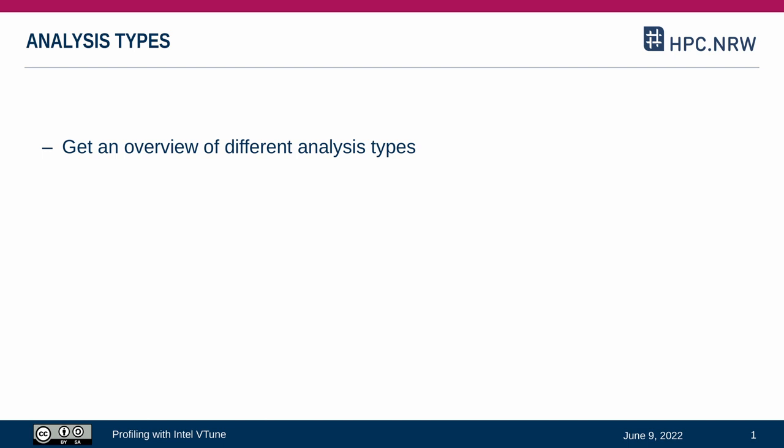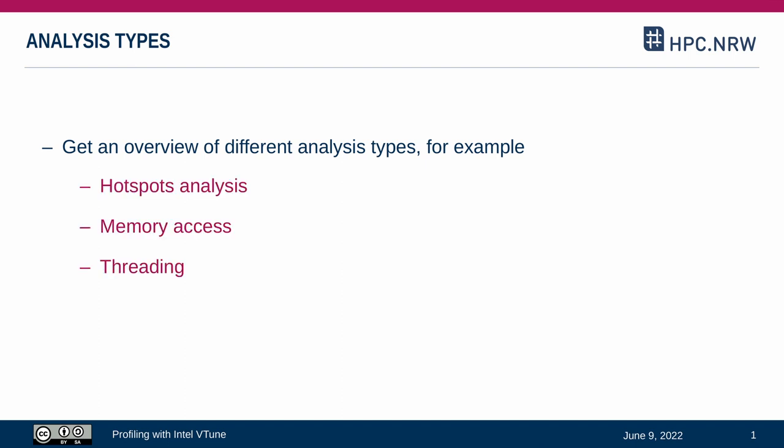In previous tutorials, we have learned what VTune is, how to create a first profile, and we have reminded ourselves about important CPU architecture concepts. In this tutorial, we want to dive deeper into different VTune analysis types and how they differ. Popular examples are the hotspots analysis, memory access, and threading analysis types.